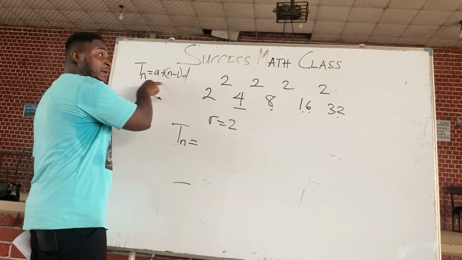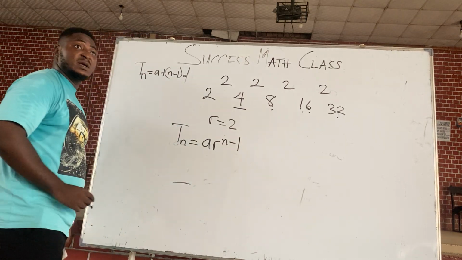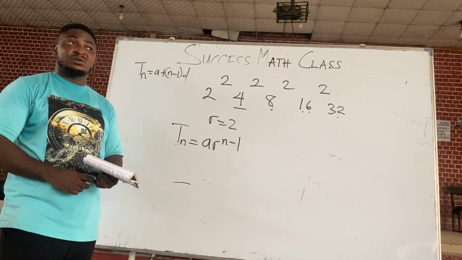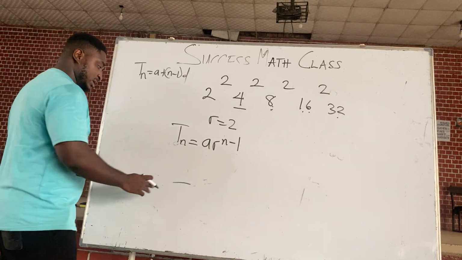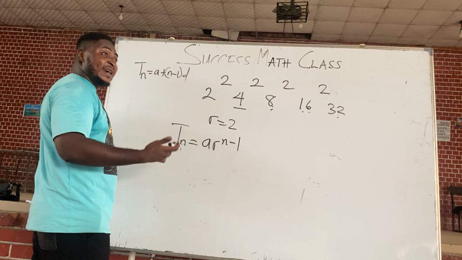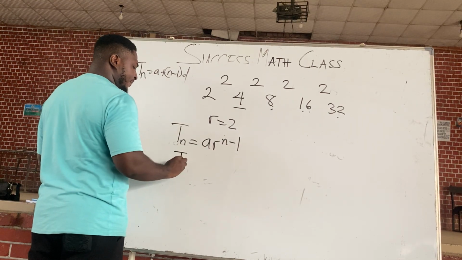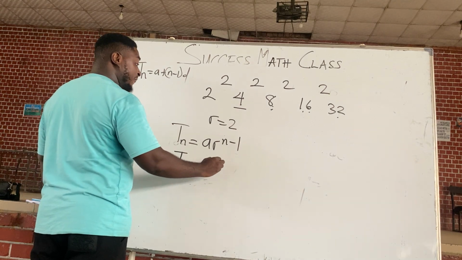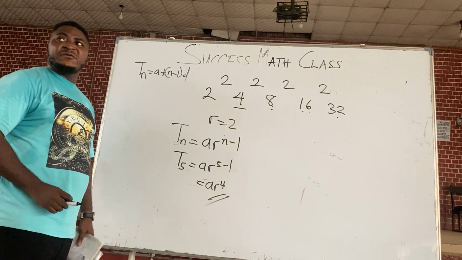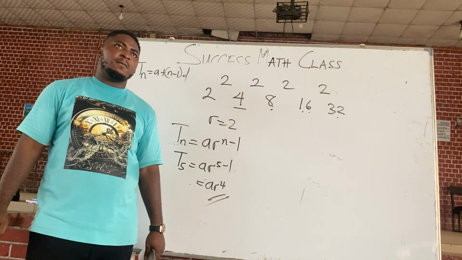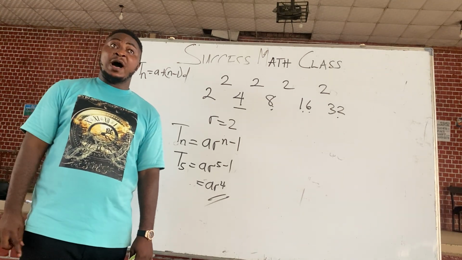But this was for AP, remember. For GP, the nth term is AR raised to power n minus 1. We know that A is the first term, R is the common ratio, n is the number of terms. So we're looking for the fifth term, T5. AR raised to power 5 minus 1, that's AR raised to power 4. Fifth term is AR raised to power 4.